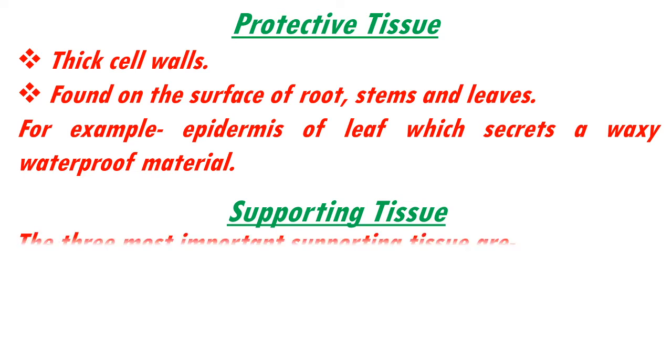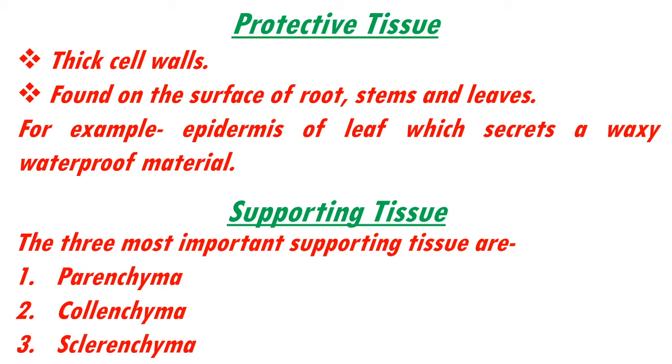Now, supporting tissues. Supporting tissues are of several types. Three types of supporting tissues are most important, that is parenchyma, collenchyma, and sclerenchyma.